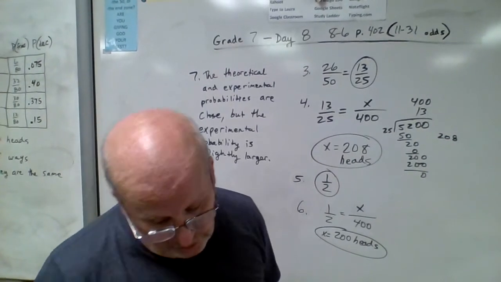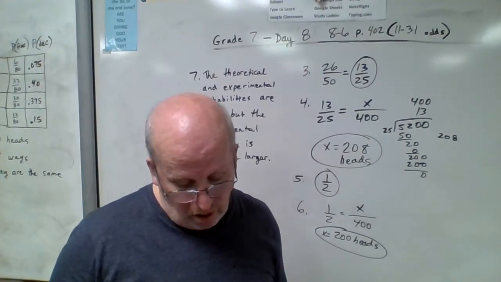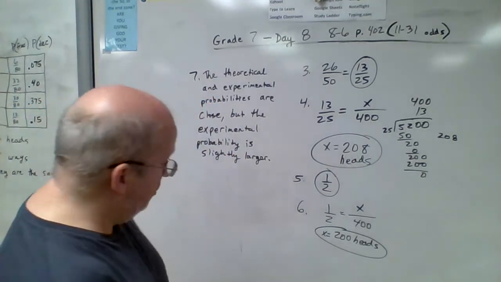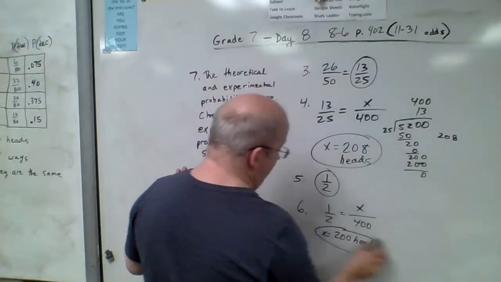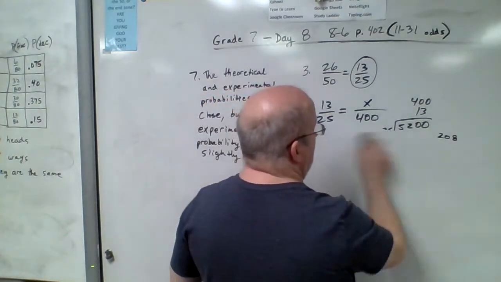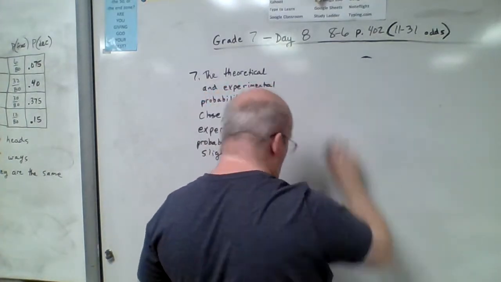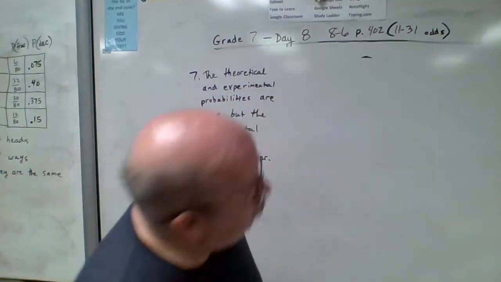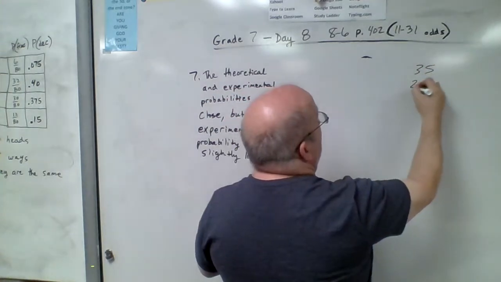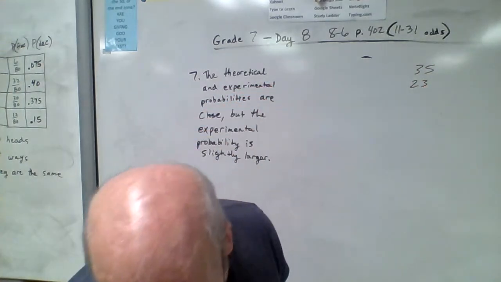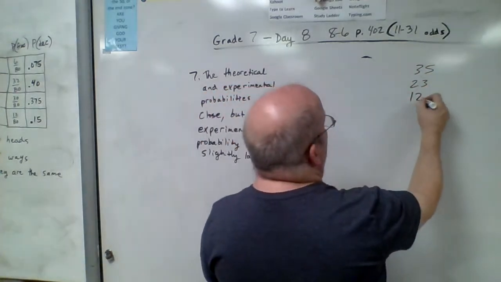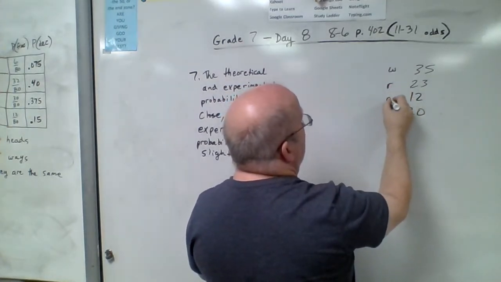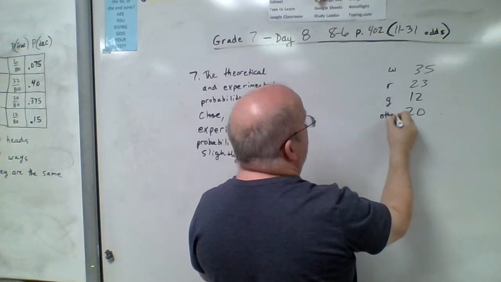Let's do number 8. What is the probability that the next car will be white? Well, they've got 4 choices of color for the cars. White is 35. Red is 23. Green is 12. And other colors would be 20, right? White, red, green, and others.